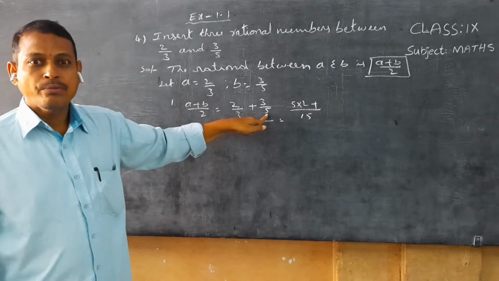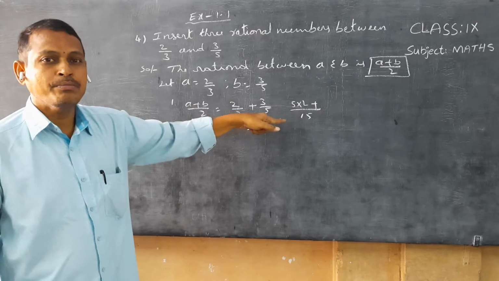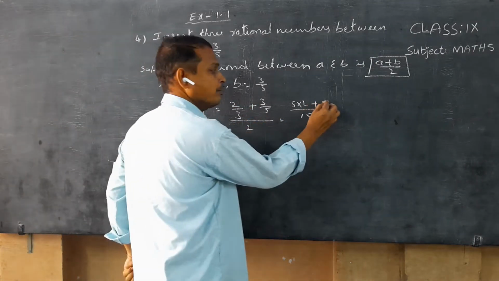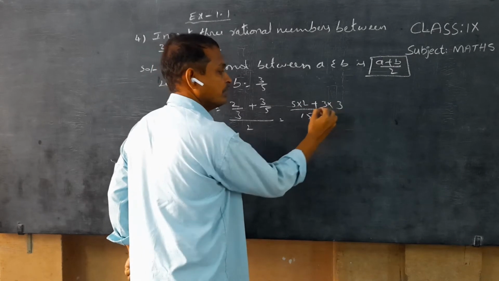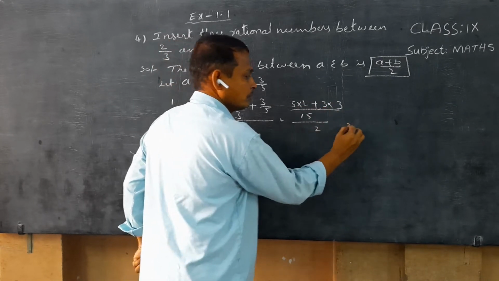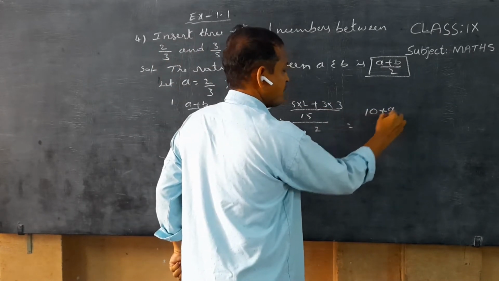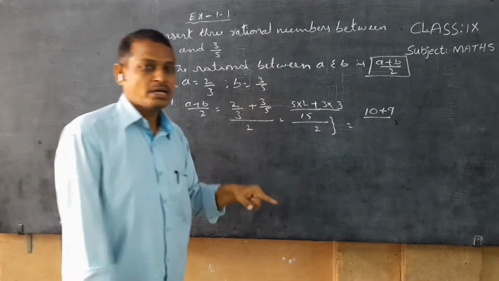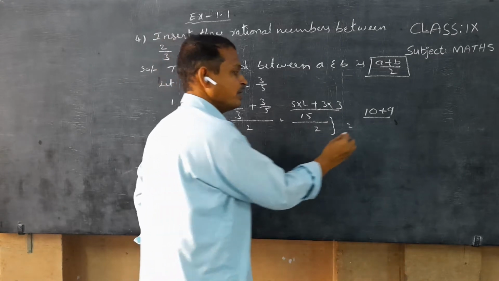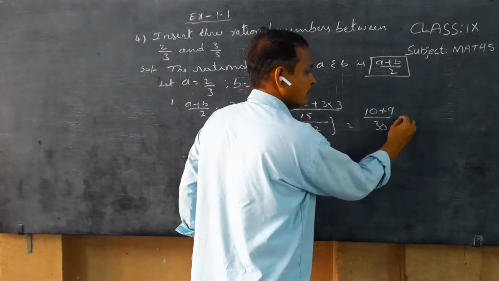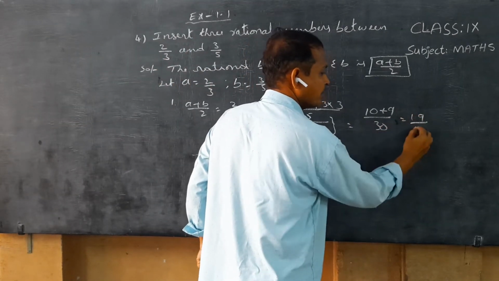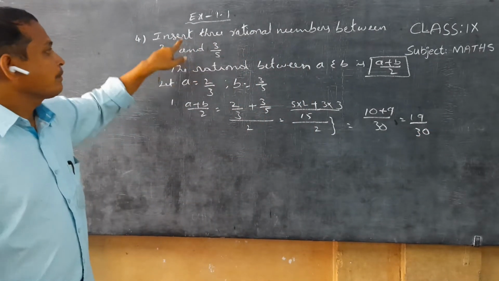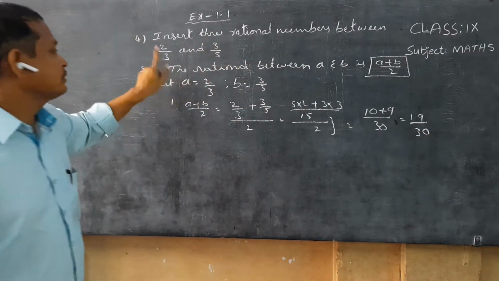Again, 15 table, 5 table 15, how many times does it go? 3 times. 3 into the numerator value, 3, by 2. So 10 plus 9 by 15. The 2 must be moved to the denominator. So 15 into 2, 30. Now what is the answer, children? 19 by 30. This is the first inserted term.